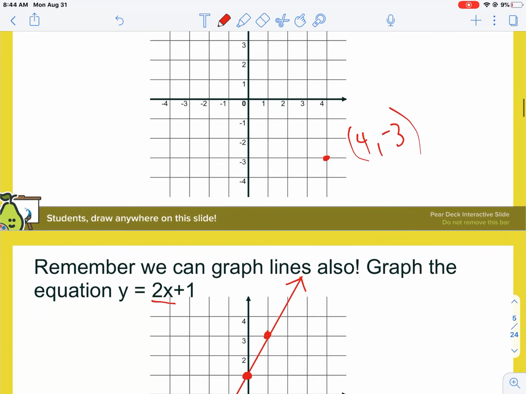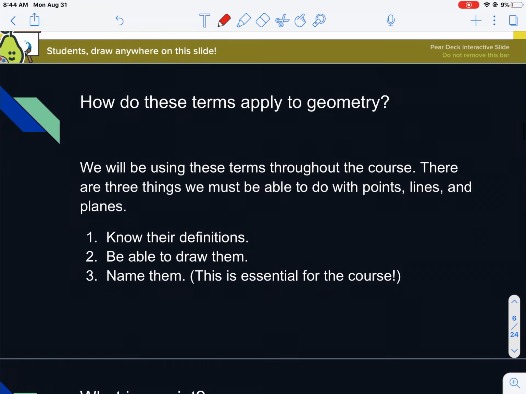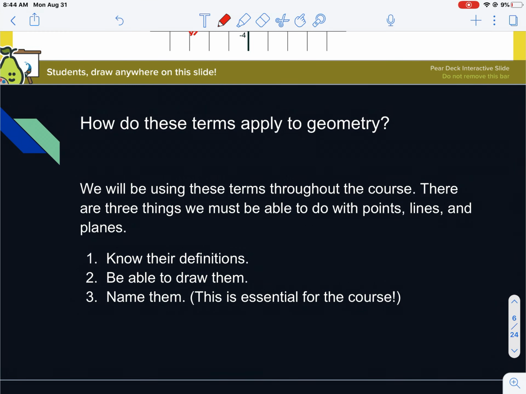Points, I mean, you just graph a point. There's nothing much else to say about that, okay? But you've already seen this. So what are we going for here? What does this have to do with geometry again, right?